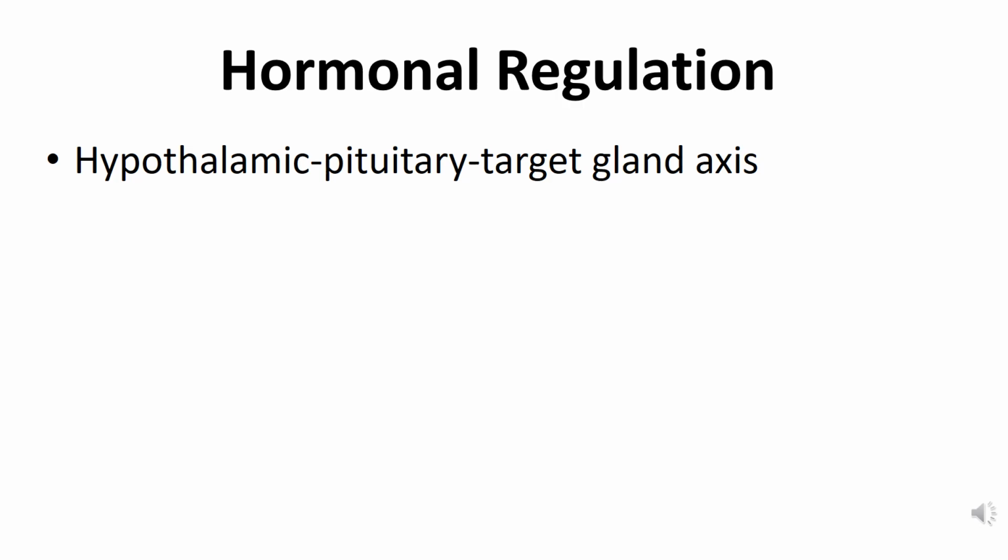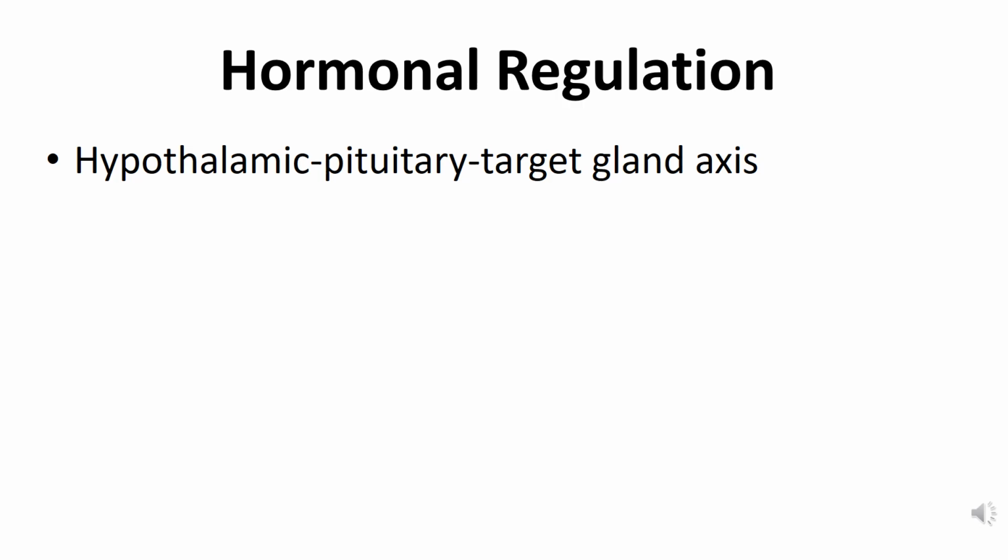The hypothalamus is a small but powerful region located in the brain. It constantly monitors the body's internal environment. It responds to stress, temperature, sleep, emotions, and nutrient levels. When the hypothalamus detects a need, it releases regulatory hormones. These hormones travel a short distance to the pituitary gland.